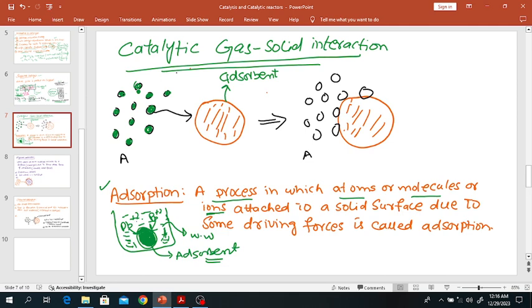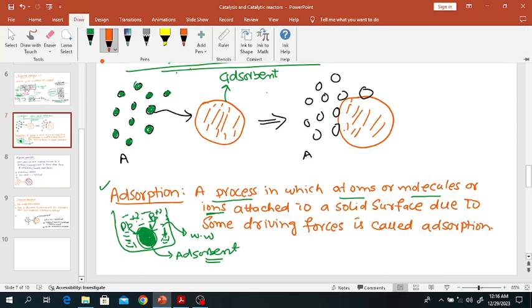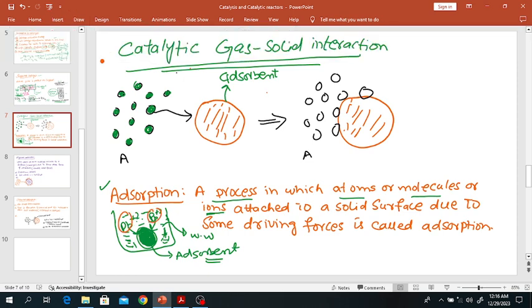So the concentration of lead ions in this place is high, in this place is also high, but inside the catalyst the concentration of lead is very small. So lead ions will transfer from the higher concentration to the lower concentration region and attach inside the catalyst, and such a process is known as adsorption.